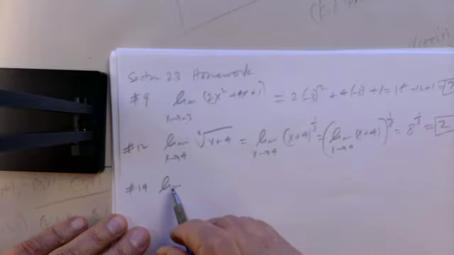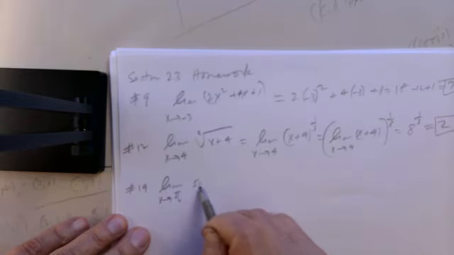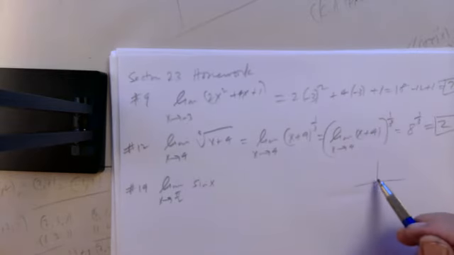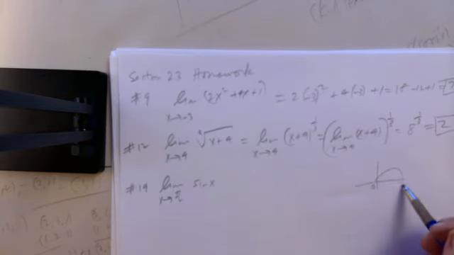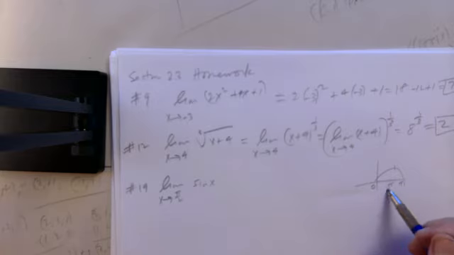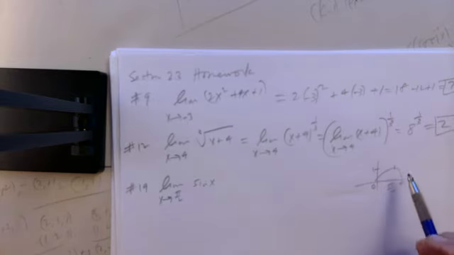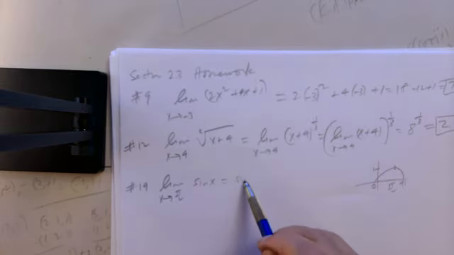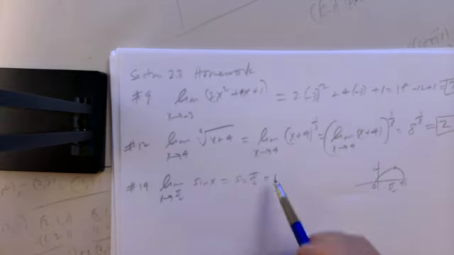What about the limit as x goes to pi over 2 of sine x? Well, sine of x is a nice function. As you approach pi over 2, sine of x approaches 1. This is the sine of pi over 2, or 1.